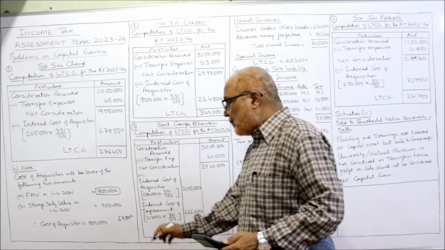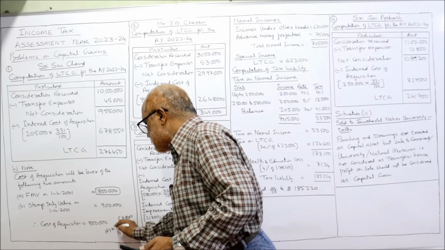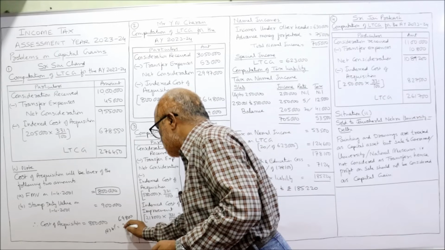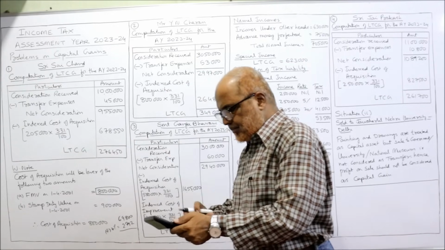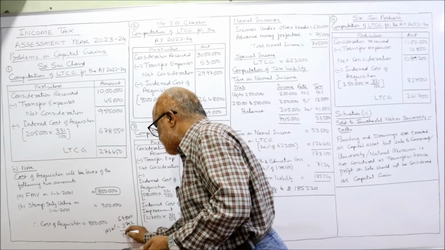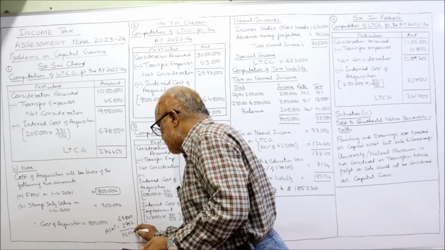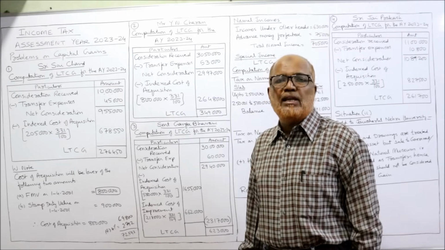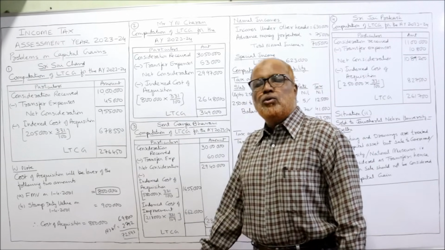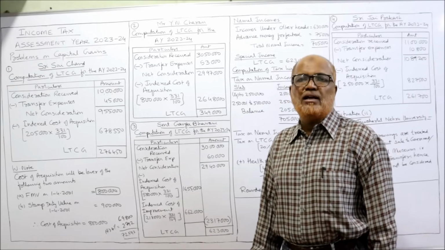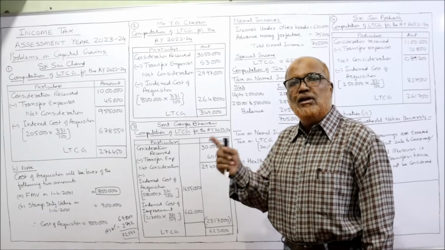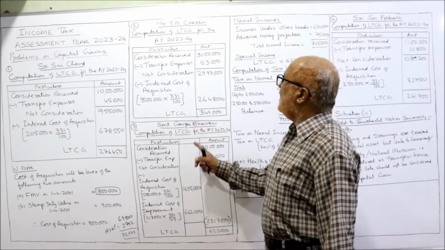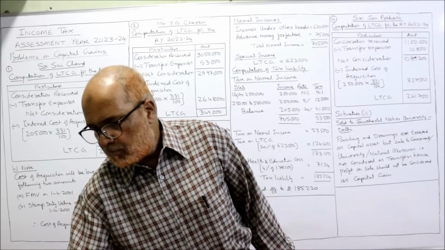20% of 3,49,000 plus surcharge. The surcharge is 4%. So 69,800 into 4%, 2,792. If you add up, it will become 72,592. The tax liability is 72,592, but you have to round it off to the nearest 10. So ignore 2 rupees. So it will be 72,590. This is the tax liability. I have not written it, you write it in the notebook, how to compute the tax liability. That's it. This is the end of problem number 2. Now I am moving to problem number 3.